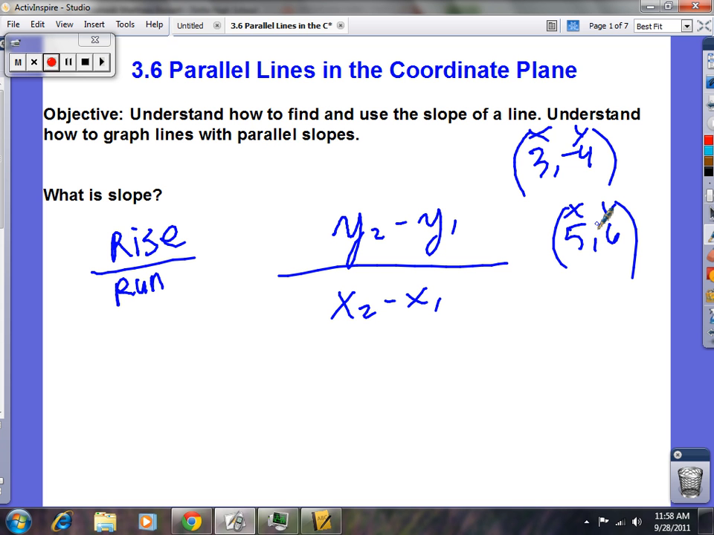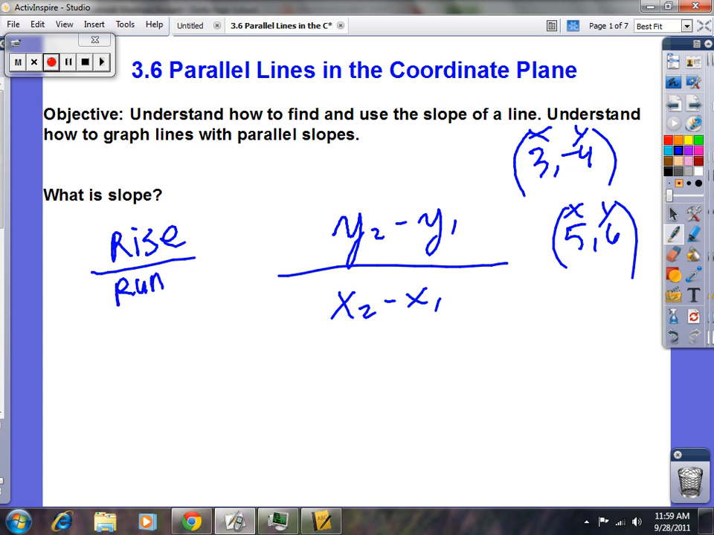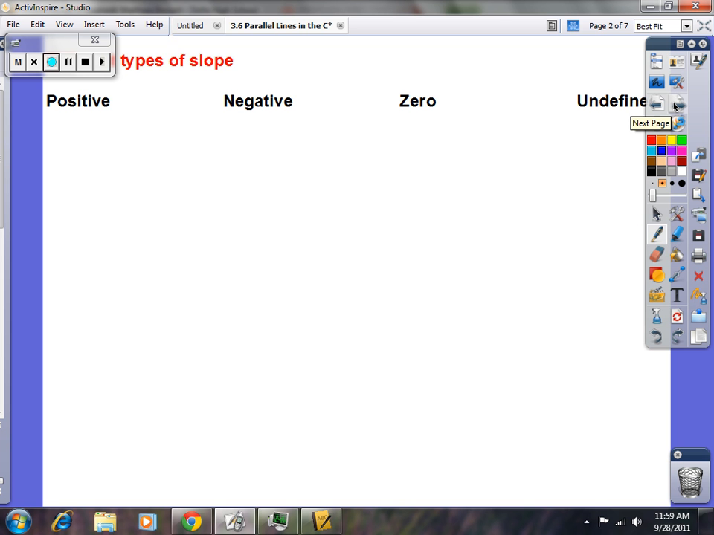These two we're going to use the most today. Rise over run and your formula. Okay, we got y equals mx plus b. Is there anything else we're missing? I think that's going to cover what we need for today. Go to your next slide. There's 4 types of slope.